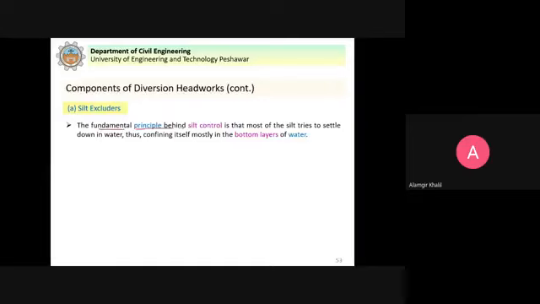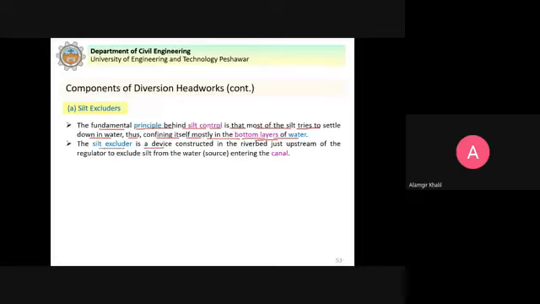The fundamental principle behind silt control is that most of the silt tries to settle down in water, thus confining itself mostly in the bottom layers of water. So if we can separate the bottom layer of the water from the top layer, and the top layer is relatively silt free, that is allowed in the canal. So the silt excluder is based on this principle.